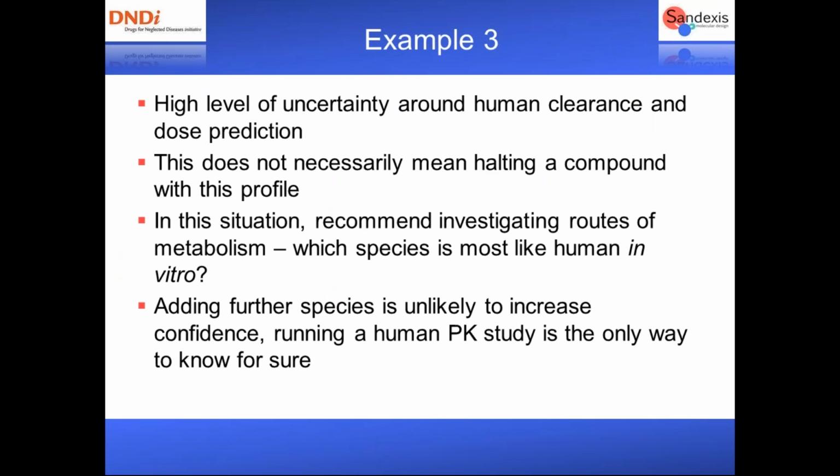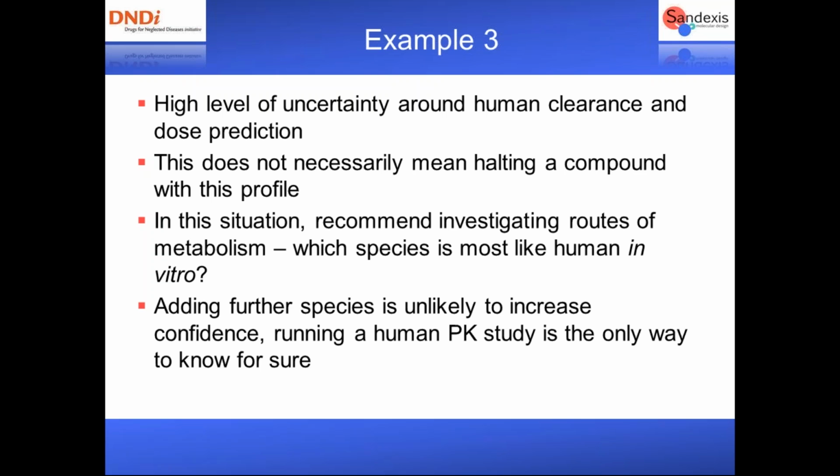We've got a high level of uncertainty around the human clearance prediction and the dose prediction, but we didn't stop that compound on the basis of that data, and we certainly wouldn't advocate someone just looking at that data in isolation and saying, oh well, there's too much uncertainty, too much risk, you shouldn't go forward. But it has prompted us to think about what you do, and options certainly would include further in vitro studies to look at routes of metabolism.